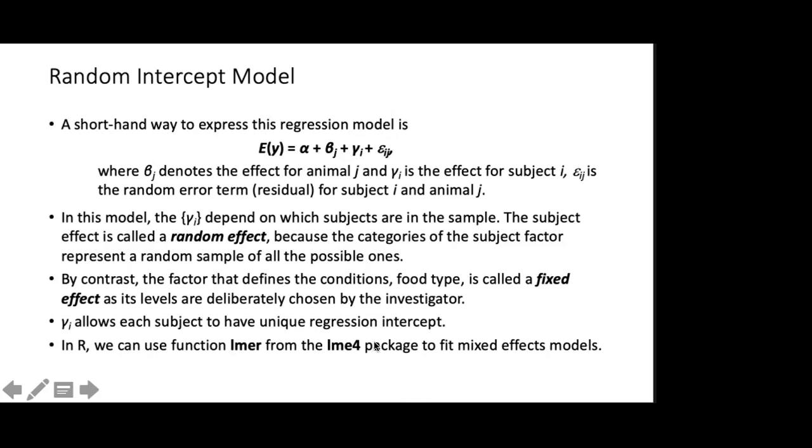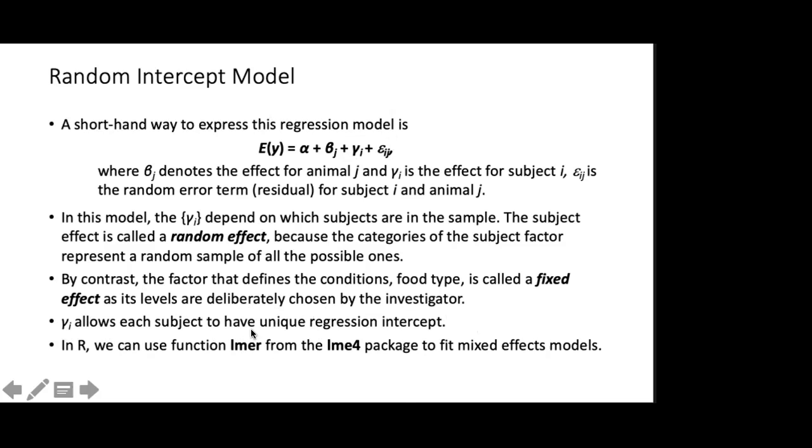And as I mentioned earlier, the gamma i allows each subject to have their own unique regression intercept. That means to have their own mean throw-up times. That is what the random intercept means, and that's what we are specifically estimating in this model.